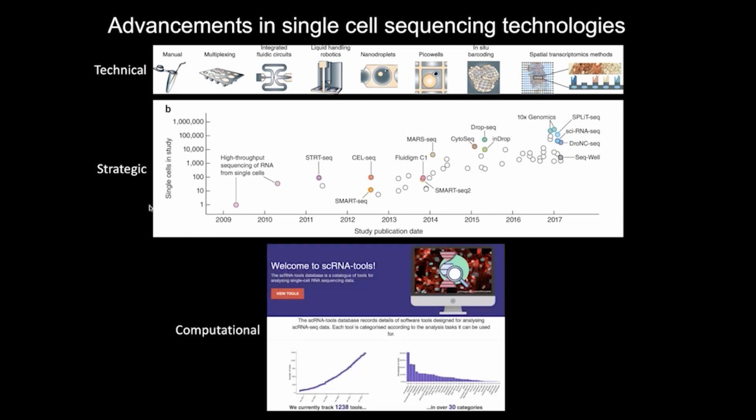In addition to harvesting single cells for sequencing, this requires a lot of computational analysis. And this screenshot is now many months old, but just to give you a feel, as of probably 6 months ago, there were about 1,200 different computational tools to evaluate single-cell sequencing data. And as you can see, this is only increasing exponentially. My guess is it's probably about 1,500 by now.